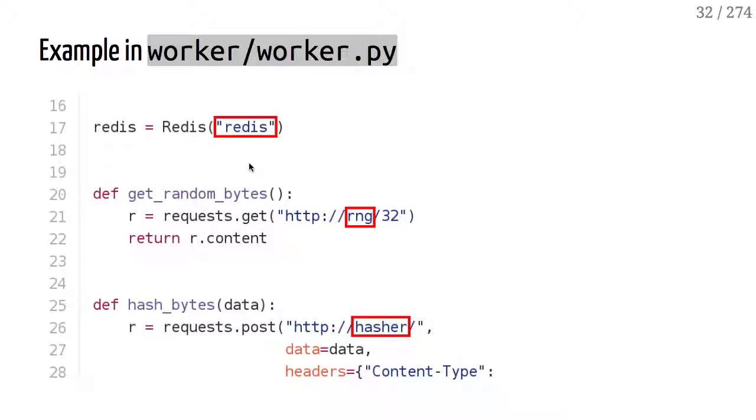I don't connect to something like redis.startup.io or 192.168.1.3. No, I just put Redis, and the container engine will do some magic so that Redis, the DNS name, resolves to the IP address of the Redis service. Same thing for RNG and Hasher. I just connect to http://RNG and Hasher.